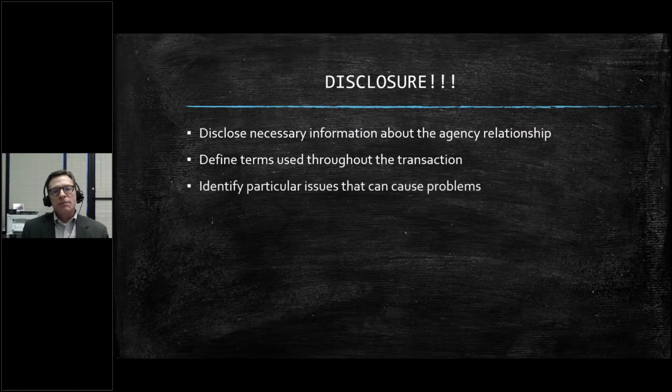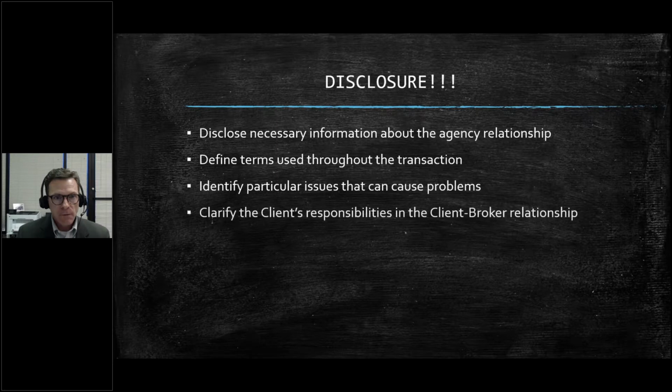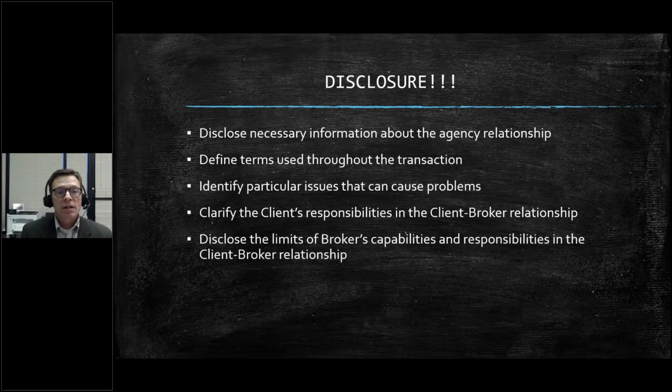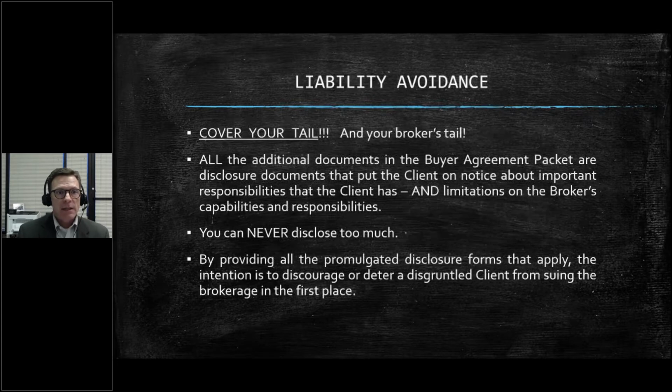These documents will identify particular issues that can cause problems in our transactions and that keep coming up over and over again. So we kind of give our buyers and tenants a heads up about certain problems. So we'll go over what they are. They clarify the client's responsibilities in the client-broker relationship, and you also disclose the limits of the broker's capabilities and responsibilities in that relationship. Now, the second big reason is liability avoidance, and it's a big reason.